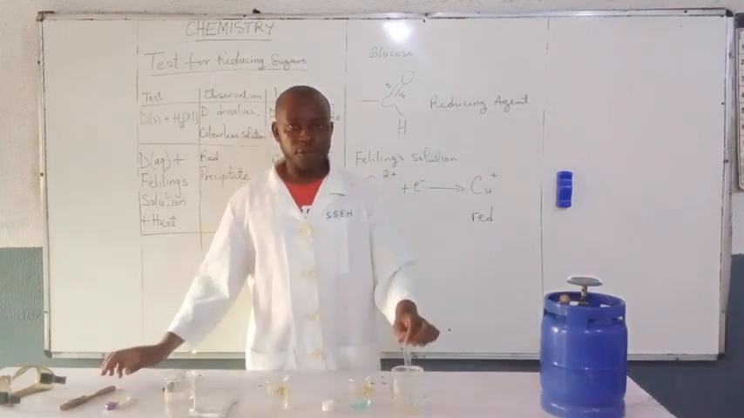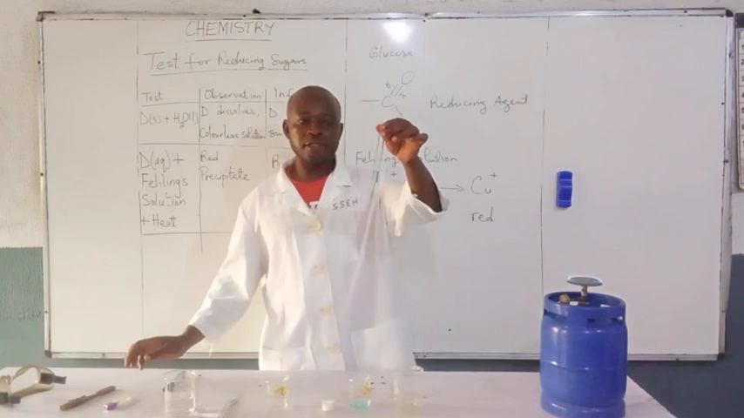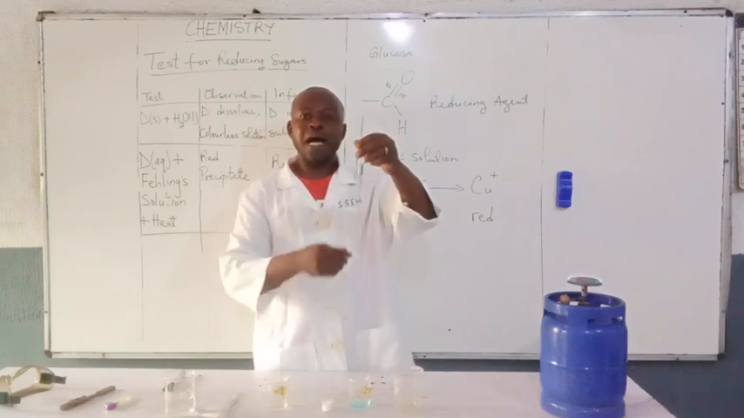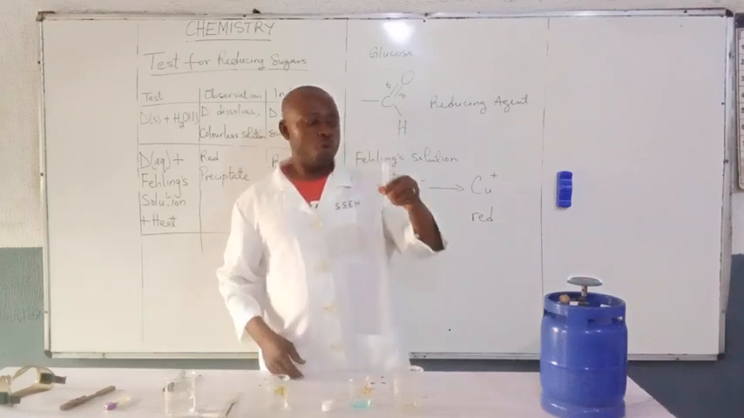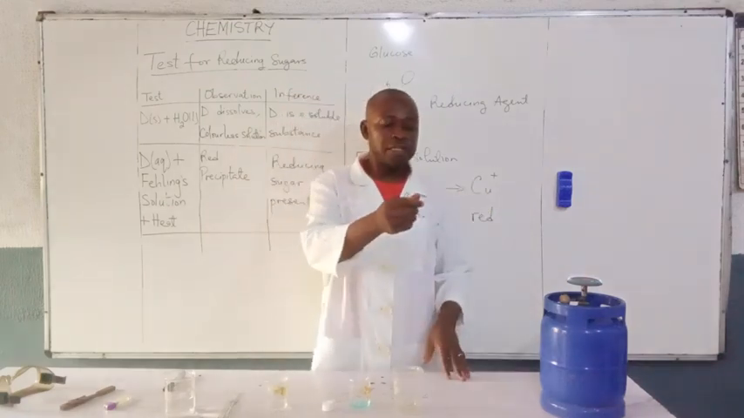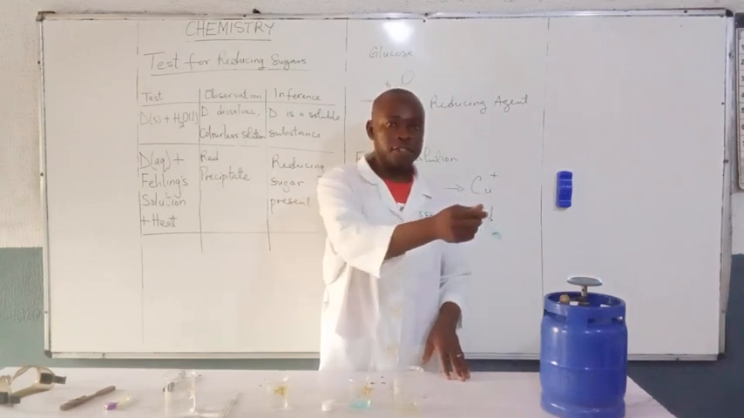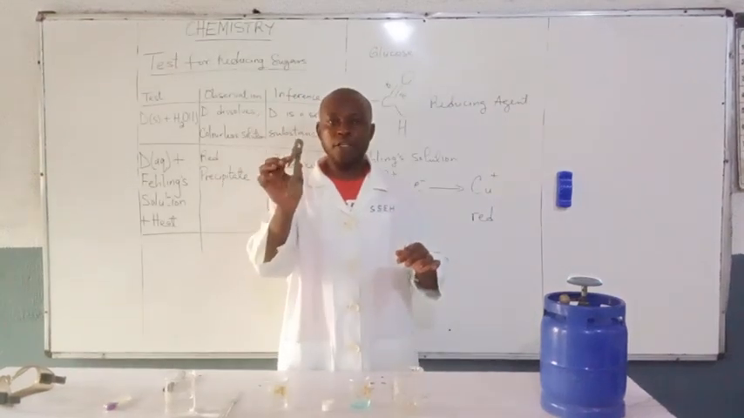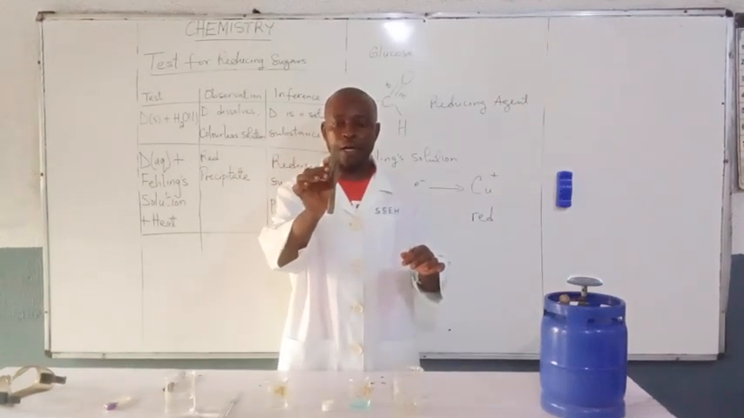And this is our test tube that contains the reducing sugar, that's sample D, and the Fehling's solution. We want to heat it. Am I going to hold it like this with my bare hand and then heat? No, that would be risky. I need my test tube holder. Do you see my test tube holder?